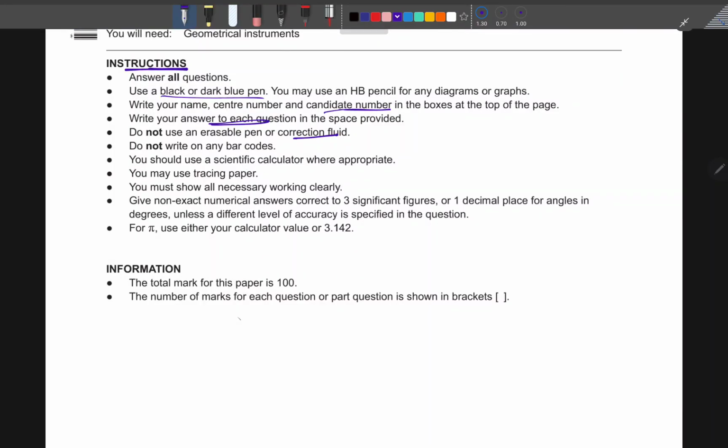Then whatever scientific calculator, you can use it. You can use a tracing paper. So you are allowed to have a tracing paper. When are we going to use it? For rotation. We are going to use it if we want.